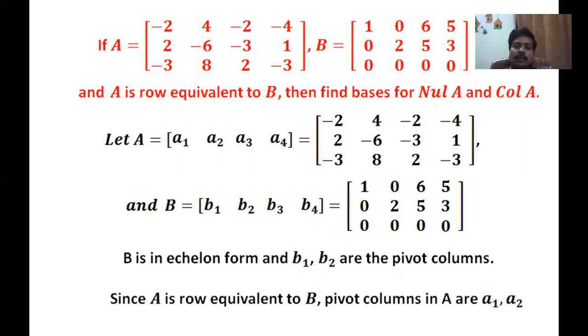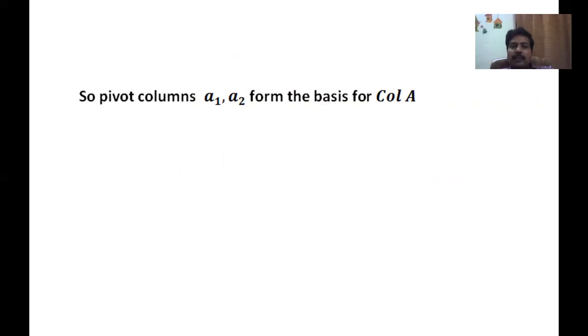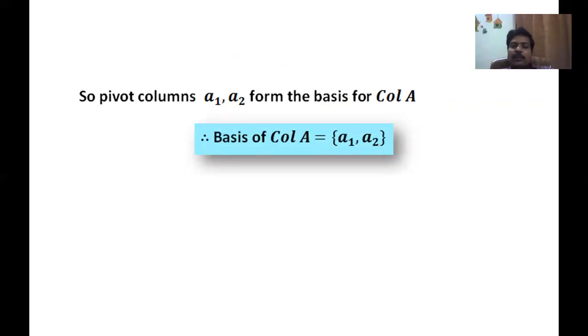Since A is row equivalent to B, the pivot columns in A are A1 and A2. These two are pivot columns. Since these two are row equivalent, we have seen in the previous statement that the pivot columns of a matrix form a basis for the column space of A. So A1, A2 form the basis for the column space of A. Therefore, the basis for column space A is the set of A1, A2.